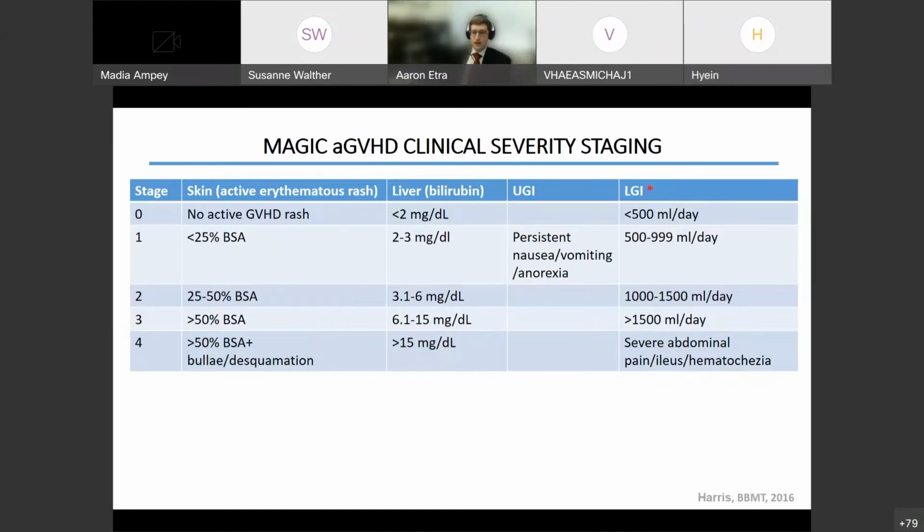Lower GI GVHD, up to the point of being a stage 4, is characterized by the volume of liquid stool output. We're talking about liquidy stool, not formed stool, like absolute liquid. And stage 4 GVHD is characterized by severe abdominal pain, ileus, and/or hematochezia. The mortality in GVHD is driven primarily by lower GI GVHD, less so with skin or upper GI or liver. Liver GVHD isn't even all that common at this point in 2022.